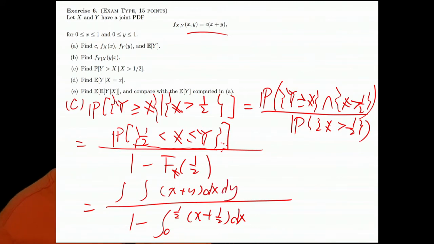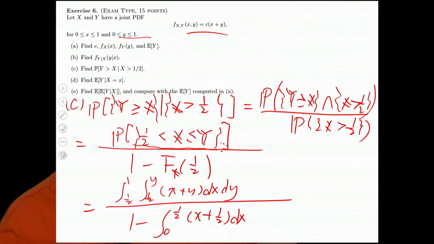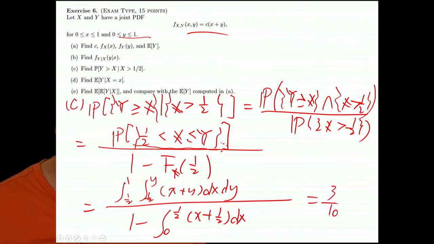Now we need to find the upper limit and lower limit. x is from 1/2 to y. For y, actually, it's from 0 to 1, and it's from 1/2 to 1, correct? Because y is greater than 1/2. So after you have this, then you can find the answer is 3/10.